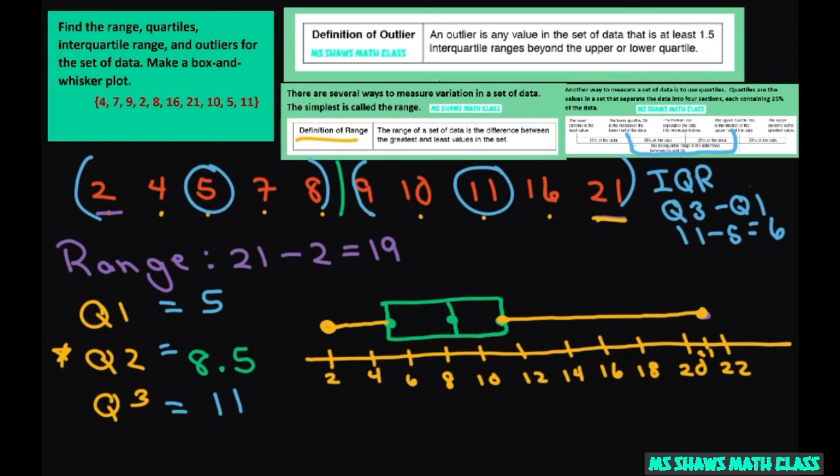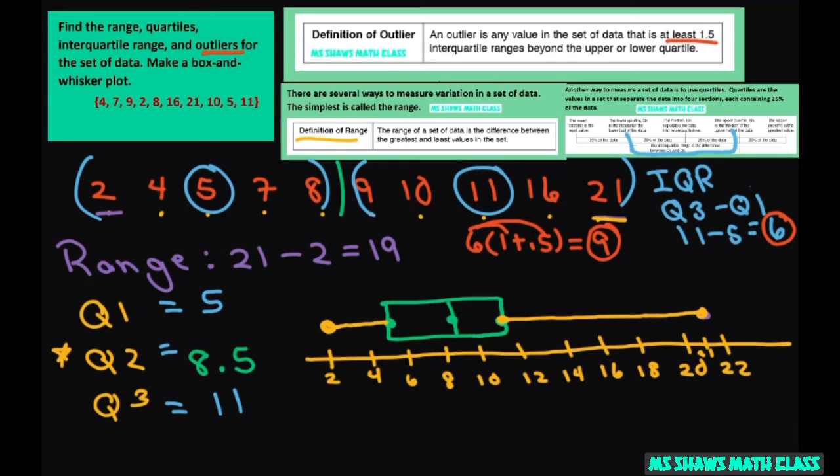The only thing you have to do now is find the outlier. So what you do is you take your interquartile range and multiply it by 1.5. So 6 times 1.5. That's 6 plus half of 6. So that's going to be 9.